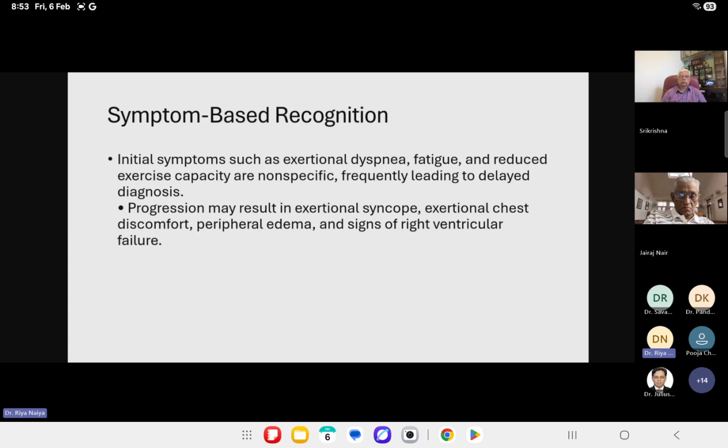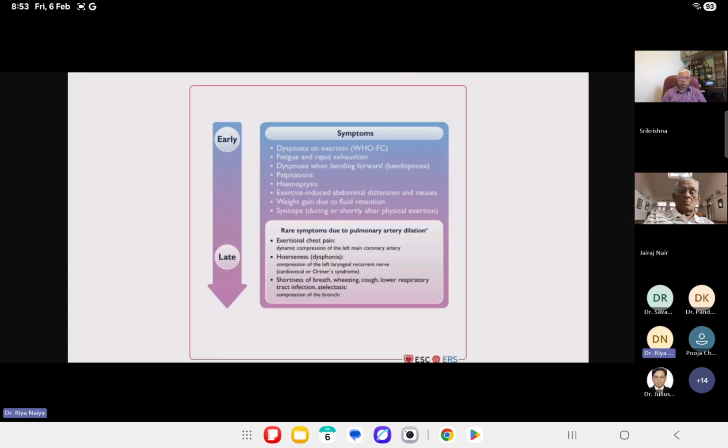So, like I said earlier, the symptoms may progress from very non-specific symptoms early on, like dyspnea on exertion, dyspnea on bending forward, palpitations, hemoptysis, exercise intolerance, etc., to late more specific symptoms like exertional chest pain because of dynamic compression of the left main, hoarseness of voice because of Ortner's syndrome where the left recurrent laryngeal nerve is going to get compressed, and shortness of breath, wheezing, cough, lower respiratory tract infections, and atelectasis.